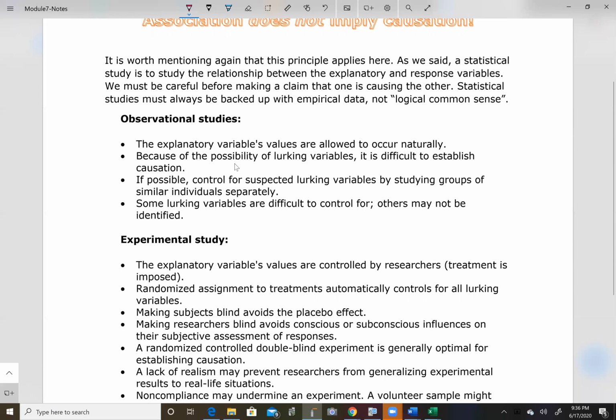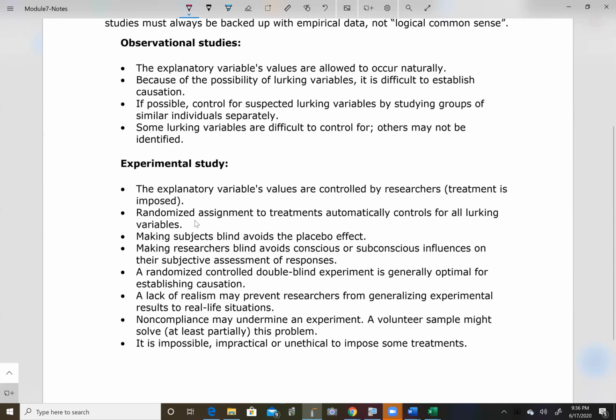Observational studies: the explanatory variables, remember that is the input, values are allowed to occur naturally. Because of the possibility of lurking variables, like smoking in those coffee drinkers, it's difficult to establish causation because you're just interviewing or getting data. If possible, control for suspected lurking variables by studying groups of similar individuals separately. Some lurking variables are difficult to control for, others may not be identified.